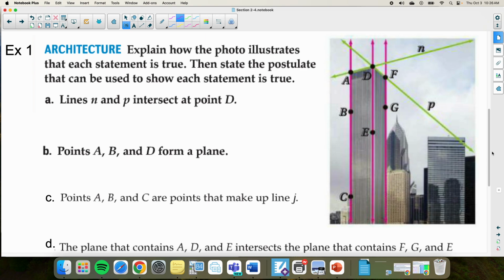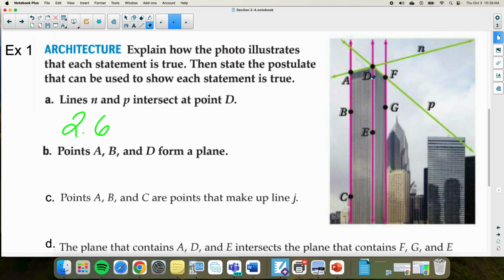So this first one says lines N and P, here's N, here's P, intersect at point D. Which postulate talked about if two lines intersect, they intersect in a point? 2.6. So that is all you would write down. Okay, so you're just trying to find which one that would be.